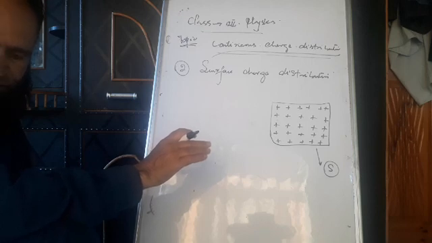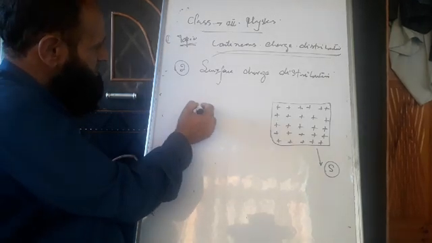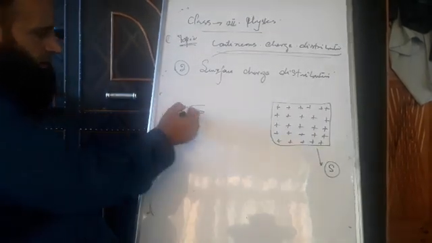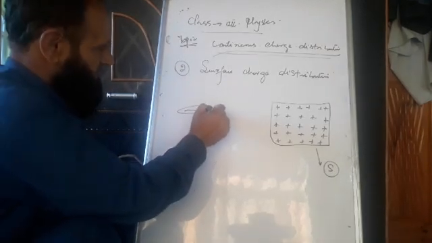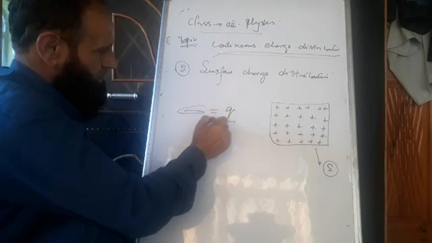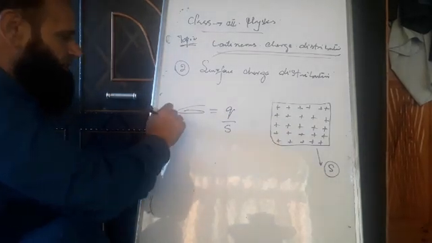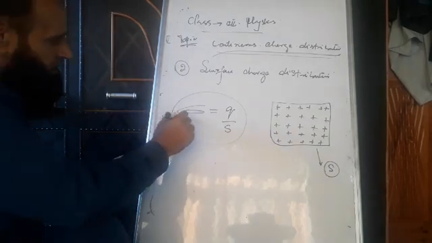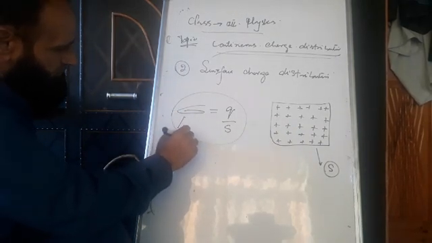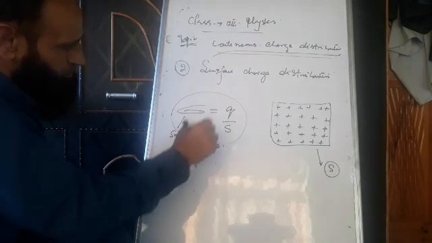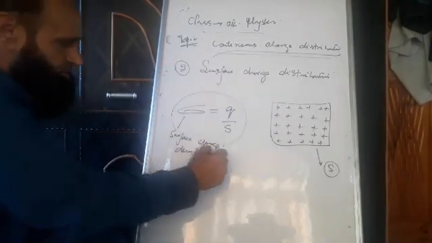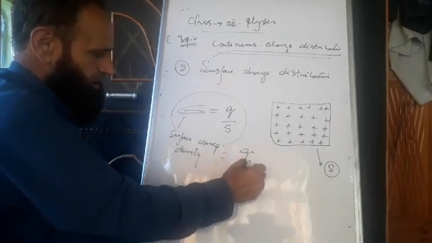Here we use the term surface charge density. This surface charge density is shown by sigma. This sigma is the charge per unit area: charge Q divided by area S. This is the surface charge density, and this process is called surface charge distribution.